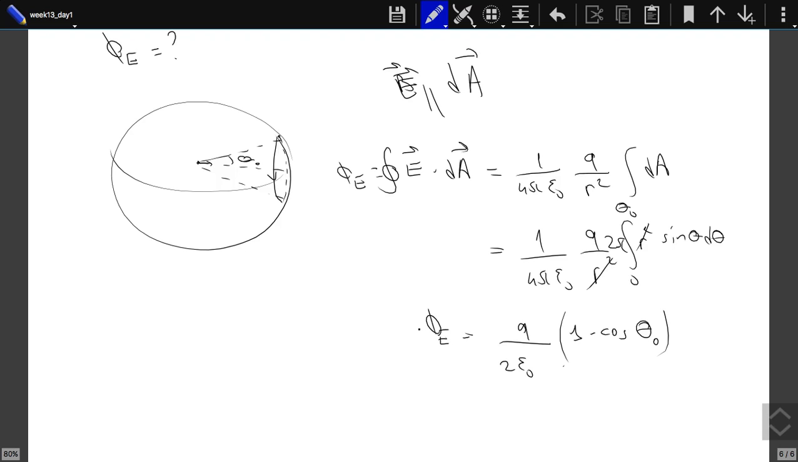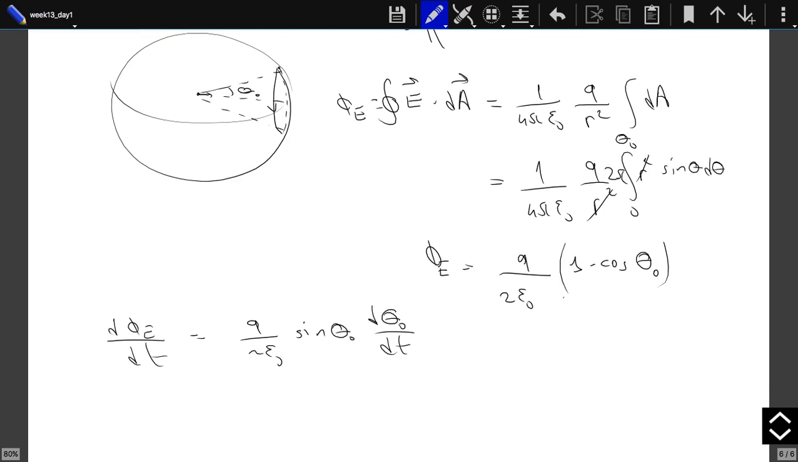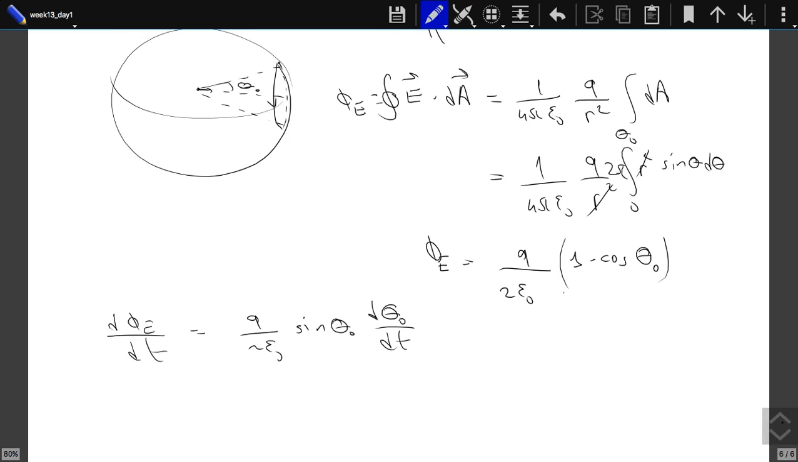What is time dependent over here? I have to take its time derivative. Theta 0 is time dependent. You see, as this particle is moving, this ring is fixed over there, so theta 0 will get larger and larger and larger. d phi e by dt is equal to q over 2 epsilon 0 sine theta 0 d theta 0 by dt. So that's the last part which we have to evaluate. What is d theta 0 by dt?